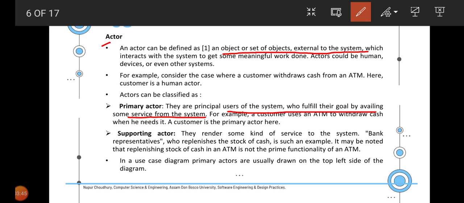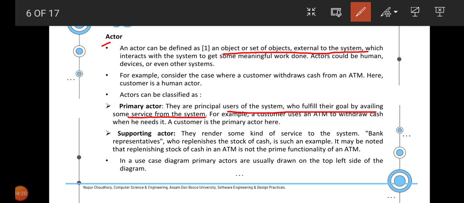However, supporting actors are those actors which render some service to the system. That means he does not directly use the system but definitely uses some functionality of the system. For example, a bank representative who refills the ATM after the cash gets exhausted. The person refilling the ATM does not make use of the ATM directly but is extending some sort of service to that particular system.